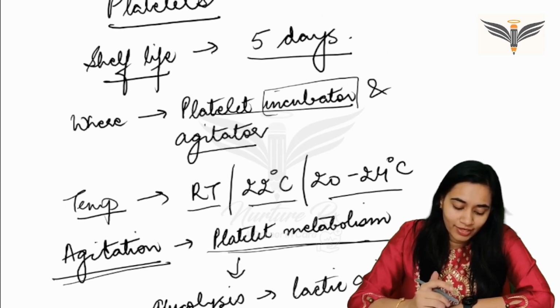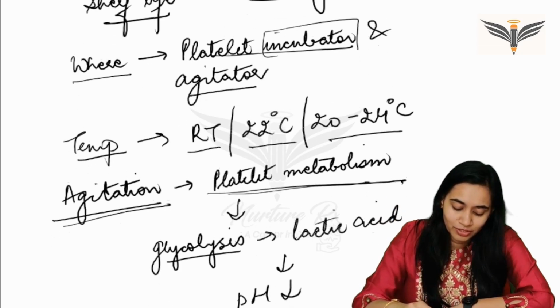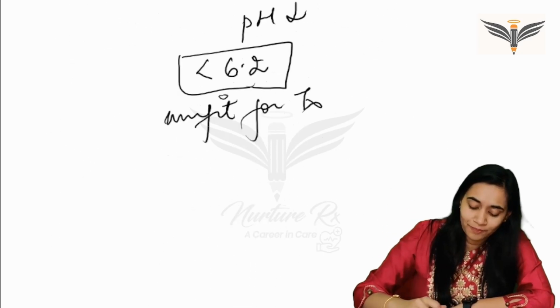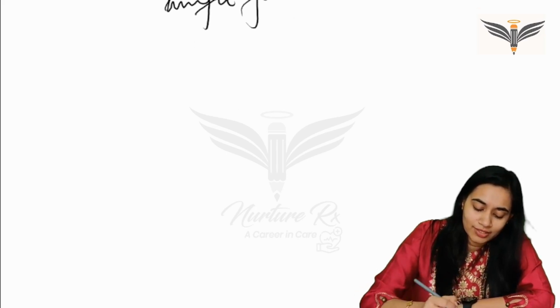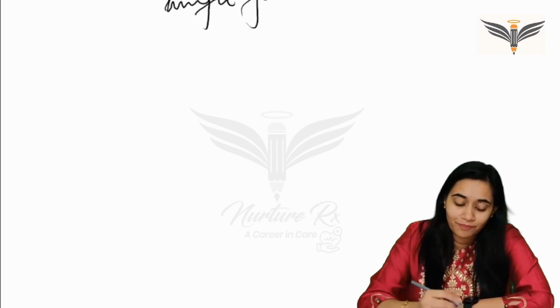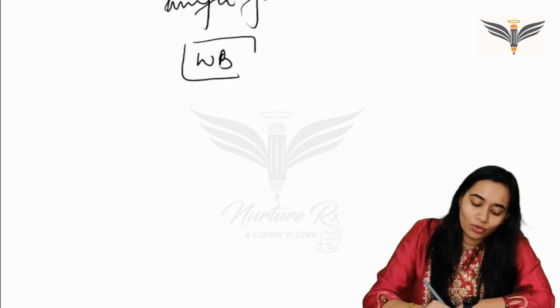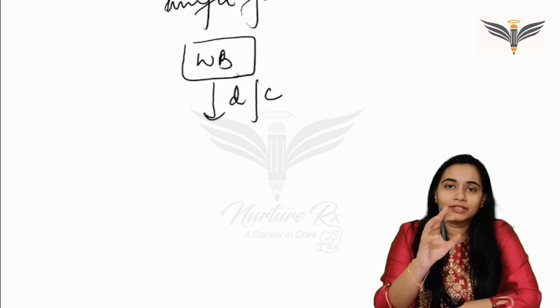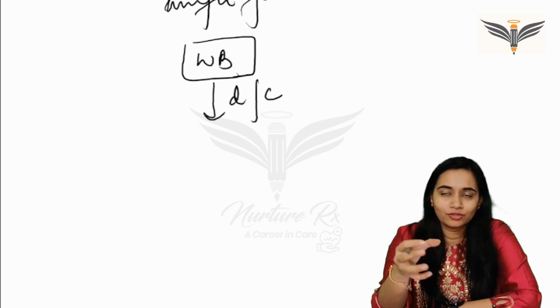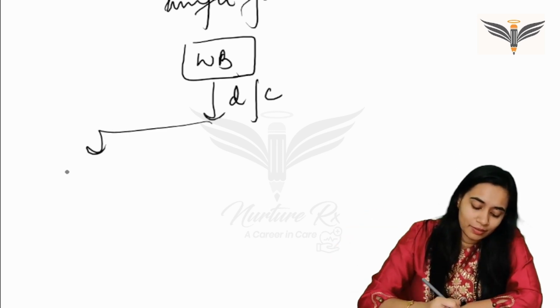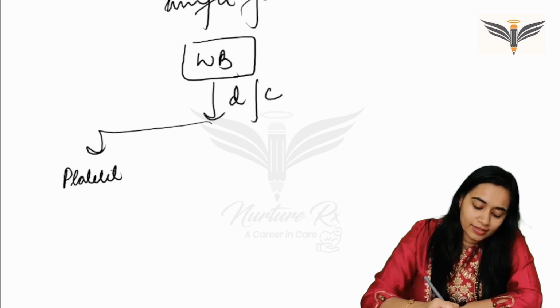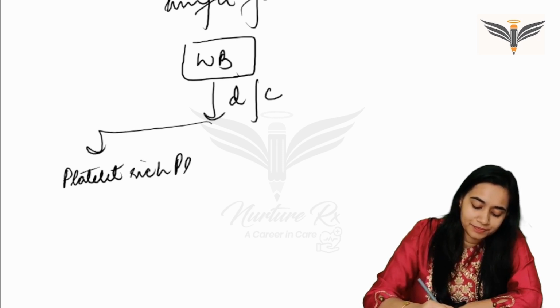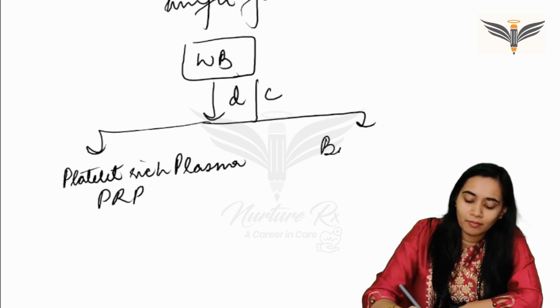Okay, so we have read the shelf life, where it has to be stored, and the temperature and agitation. Now one more thing you need to know here is how platelets are derived. We knew that we had the whole blood, and we subjected it to differential centrifugation. There are two ways to derive platelets. One is the platelet rich plasma method, which is PRP, and the other is the Buffy-Coat method.